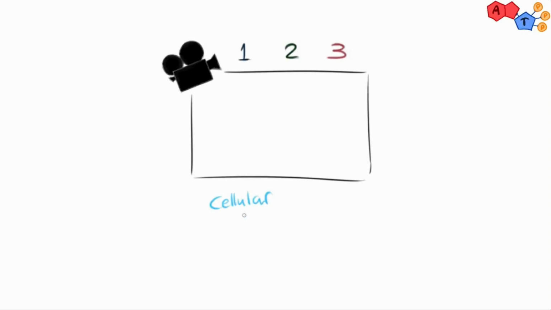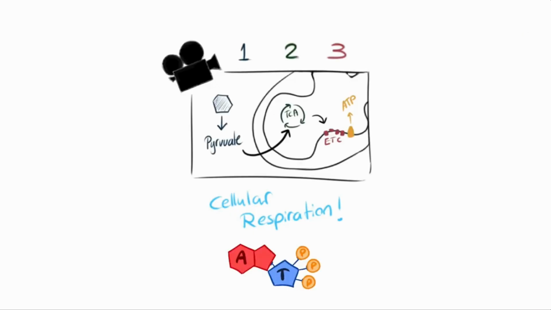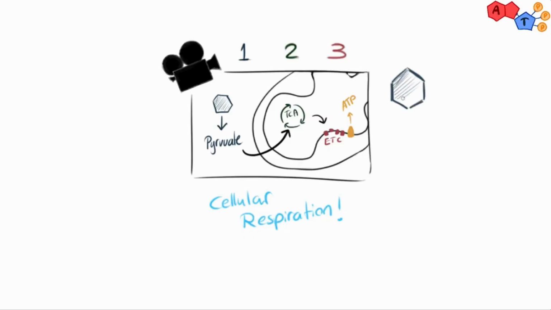In this series of videos, we'll discuss cellular respiration, which is the process that our bodies use to produce energy in the form of ATP in three main stages. In this video, we'll be talking about the first stage of cellular respiration, glycolysis.